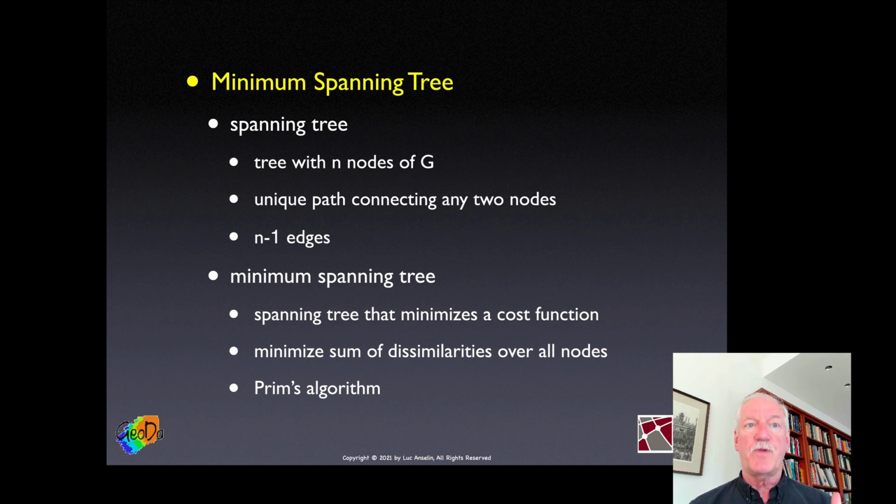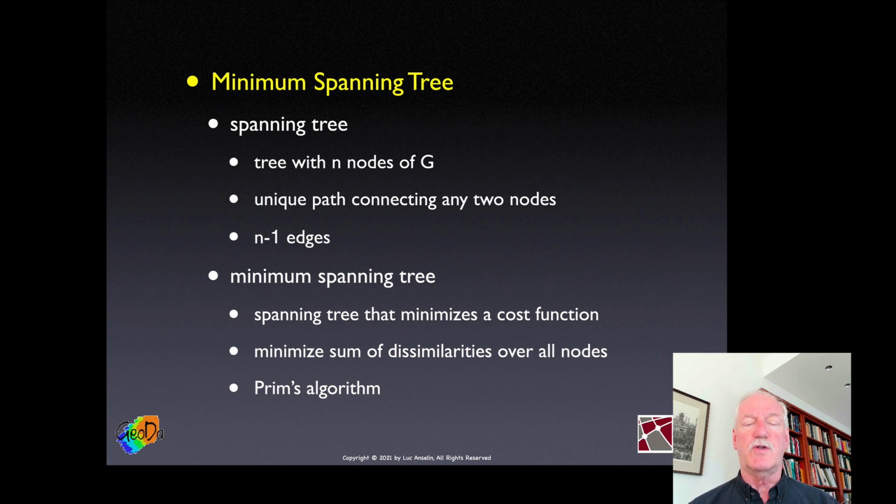And then a particular type of spanning tree is the so-called minimum spanning tree, or MST. That's a spanning tree that, as the term says, minimizes a criterion. And specifically in our context, it will minimize the sum of the distances between the nodes, which is the sum of the dissimilarities between the nodes.